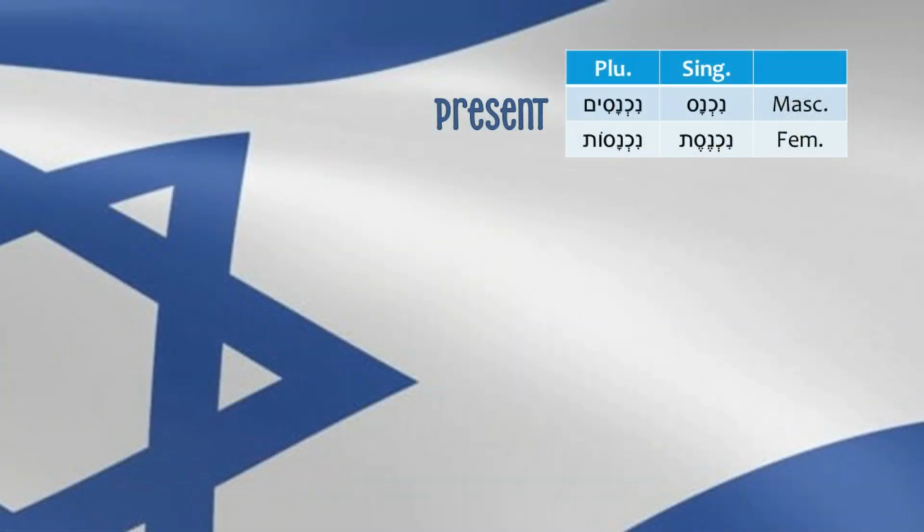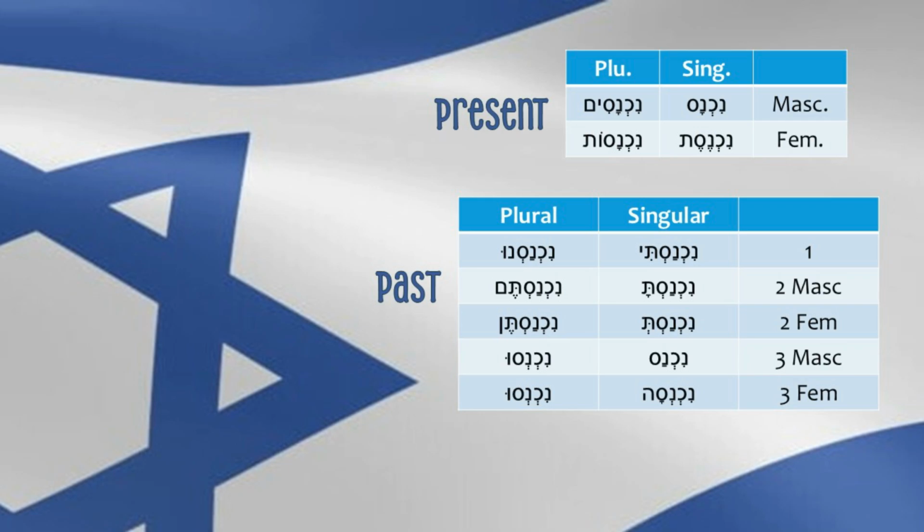Even though the hu form is the same in the present and the past, all of the other forms are going to be different because the present tense verbs are going to get present tense endings for the feminine singular or feminine plural, and the past tense endings are all different also. It's only the hu form that's the same. So the present tense, for example, of lehikanes would be nichnas, nichneset, nichnasim, nichnasot. Whereas the past tense is going to be nichnasti, nichnasta, nichnast, nichnas, nichnesa. Okay, they're going to sound really different. You're going to be able to tell. It's only the hu form that you can't.